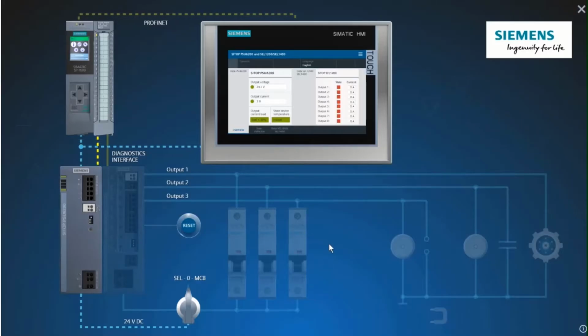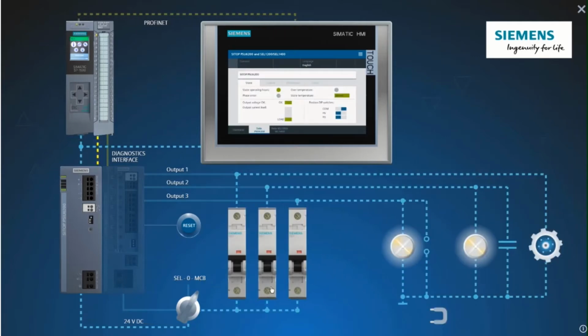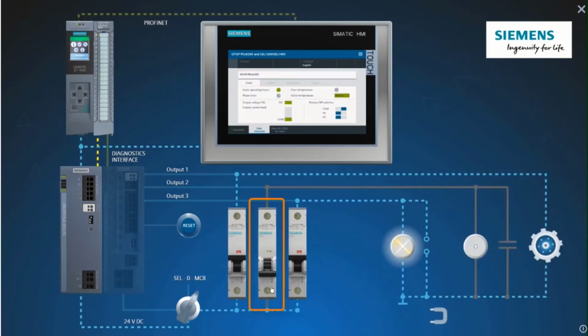How does the miniature circuit breaker behave in the case of high inrush currents? A large capacitor, which requires a high charging current when empty, is connected to output 2. Now we switch over to the miniature circuit breakers, and as you can see, the second circuit breaker trips.